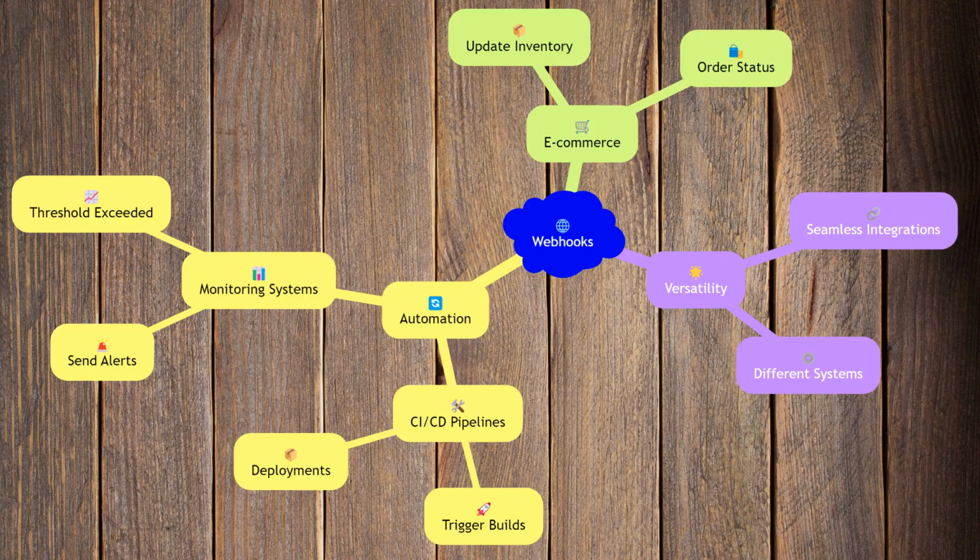Webhooks are used in a variety of real-world scenarios to automate workflows and integrate systems. For example, in a CI/CD pipeline, webhooks can trigger automated builds and deployments whenever code is pushed to a repository. In monitoring systems, webhooks can send alerts to incident management tools when specific thresholds are exceeded. E-commerce platforms use webhooks to update inventory and order status in real time. These use cases demonstrate the versatility and power of webhooks in creating seamless integrations across different systems and services.